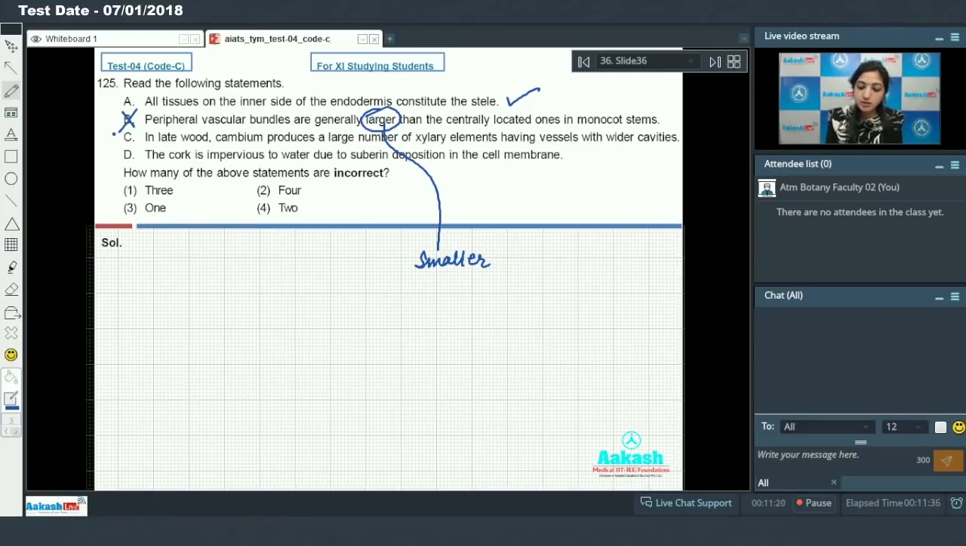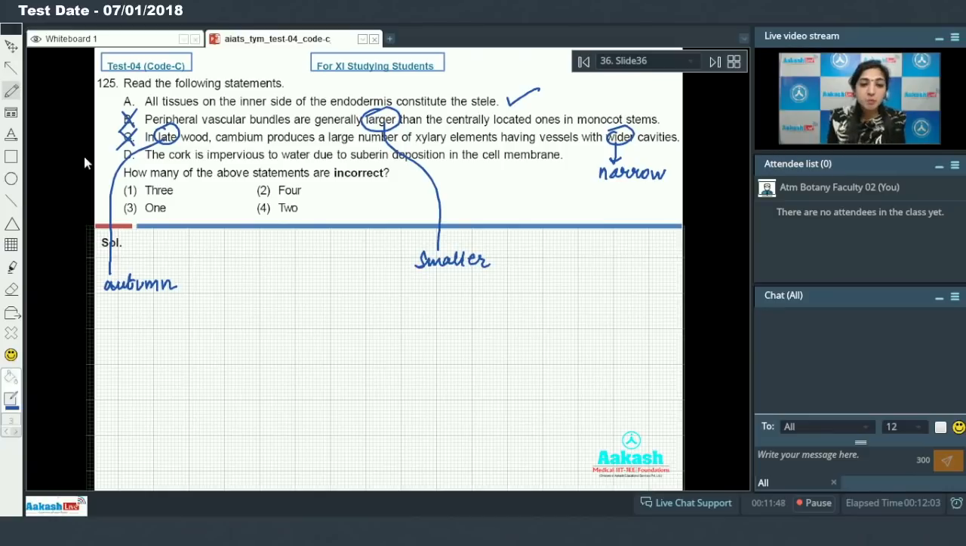So this is incorrect. Statement C, in late wood, cambium produces a large number of xylary elements having vessels with wider cavities. In autumn wood, cambium produces a large number of xylary elements having vessels with narrow cavities. So this is an incorrect statement.